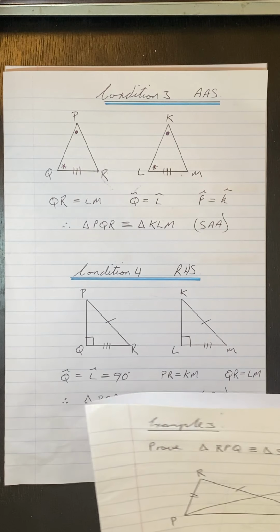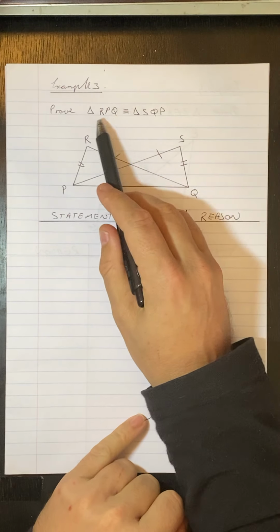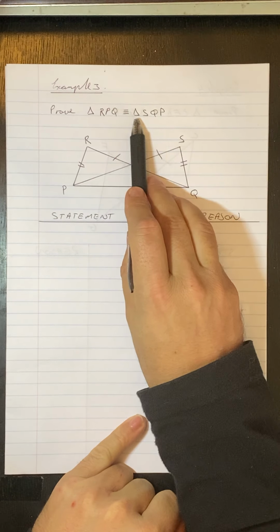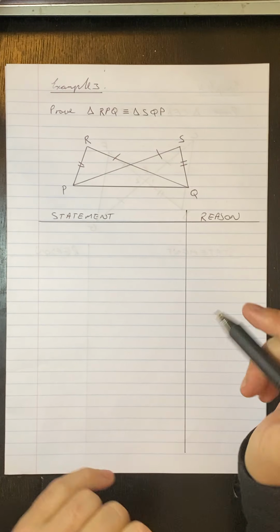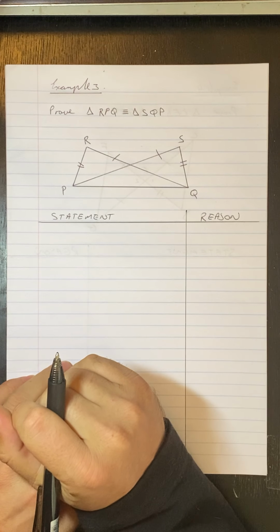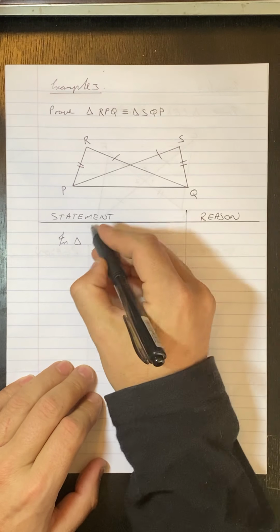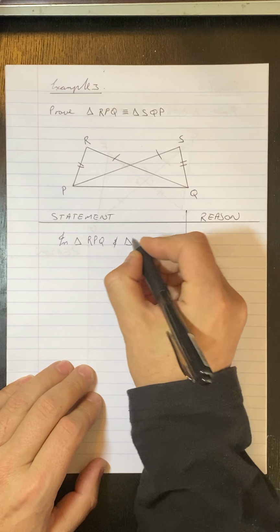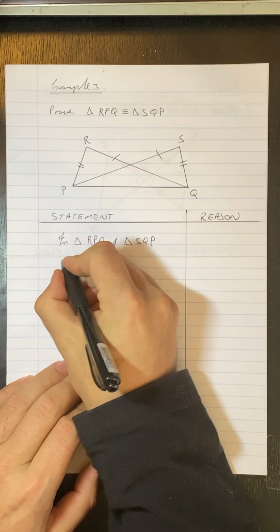Right, grade nines, let's go on to some examples. Example 1 is asking us to prove that triangle RPQ, this one over here, is congruent to triangle SQP, this one over here. Okay. So what I'm going to do is, it's the same as similarity. I'm going to say in triangle RPQ and triangle SQP. Okay. We need 3 things.